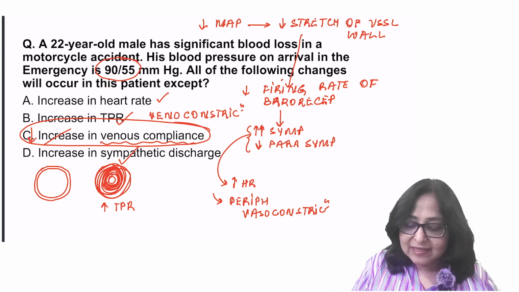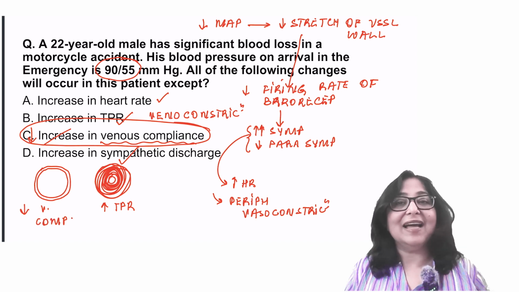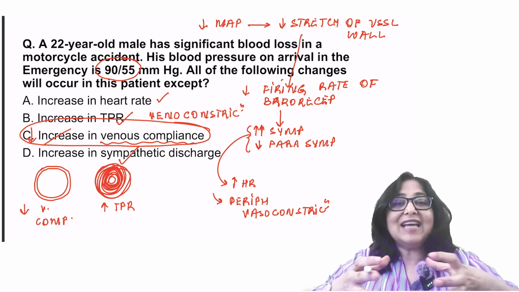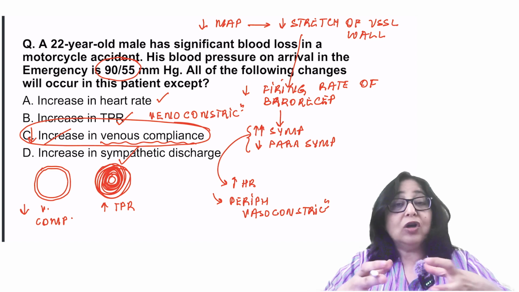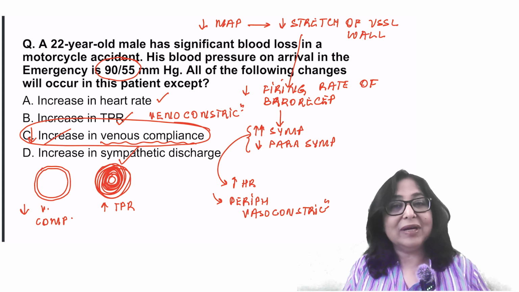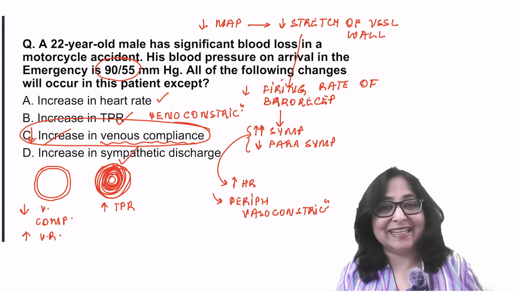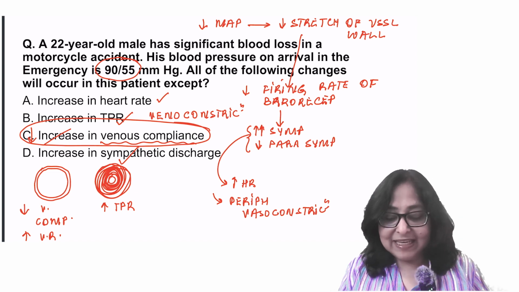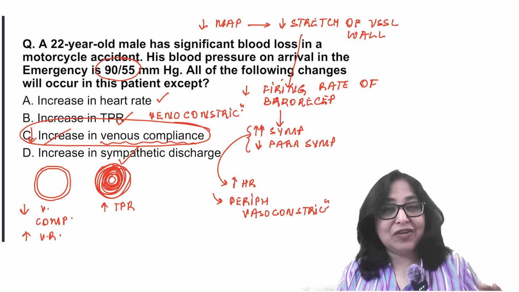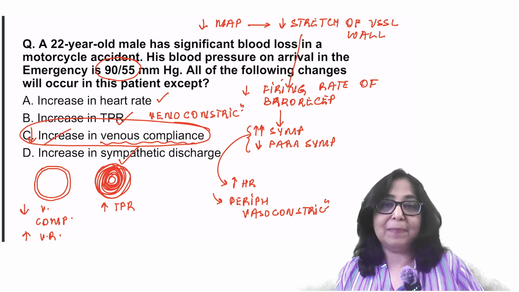What happens here is there is a decrease in the venous compliance. The veins are not as distensible. And because they are not as distensible, more blood starts flowing towards the heart. This, in fact, increases the venous return. So the answer to this is C. We will not see an increase in venous compliance. We will see a decrease in venous compliance.